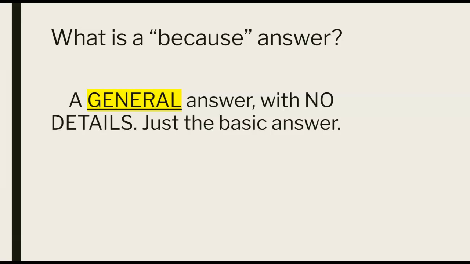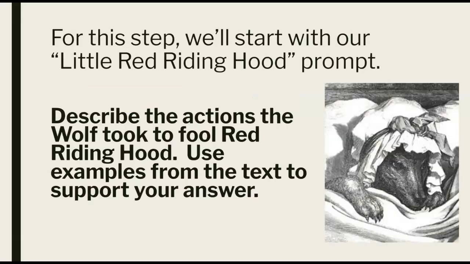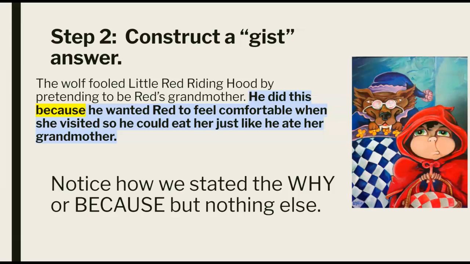It's very, very basic. So in the question we were just talking about, describe the actions the wolf took to fool Red Riding Hood, that might look something like this. Remember, we already said the wolf fooled Little Red Riding Hood by pretending to be Red's grandmother. Now we're going to give our because answer. And I do want to see the word because in the answer when you are using the ABE writing strategy. So it's going to look something like this. He did this because he wanted Red to feel comfortable when she visited so he could eat her just like he ate her grandmother. So again, we restated and answered, and then we came up with our because answer.